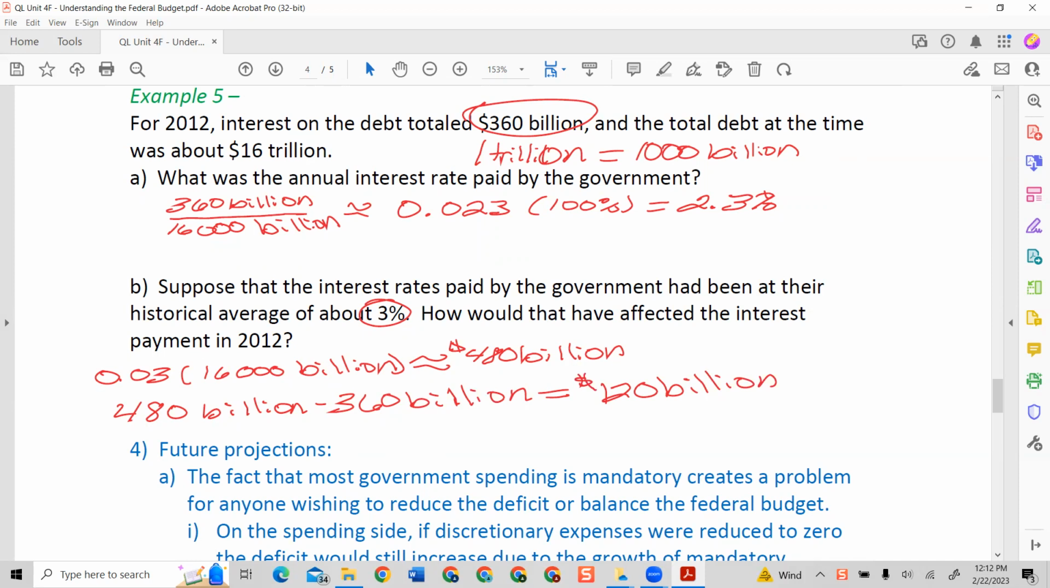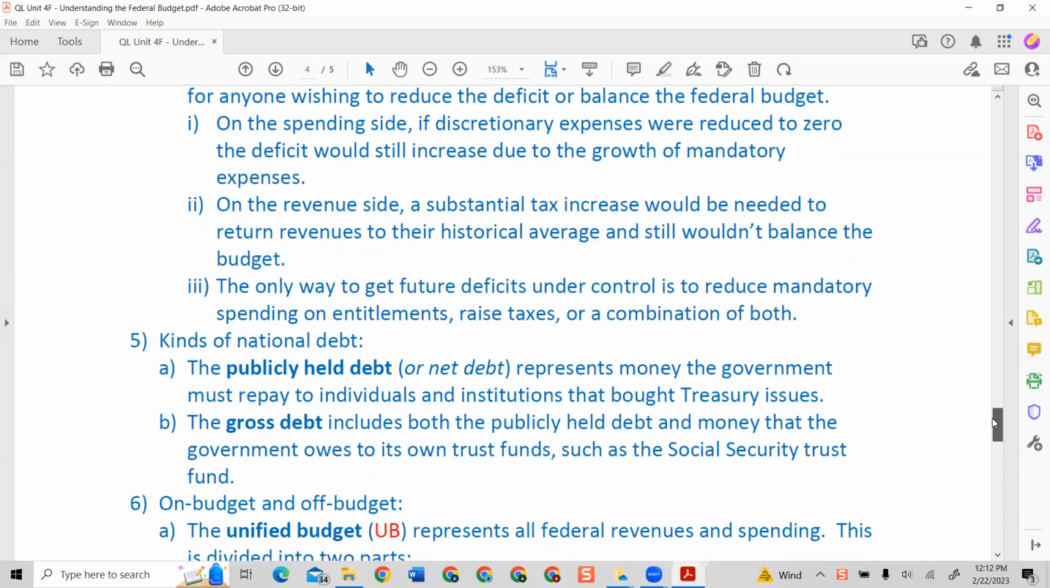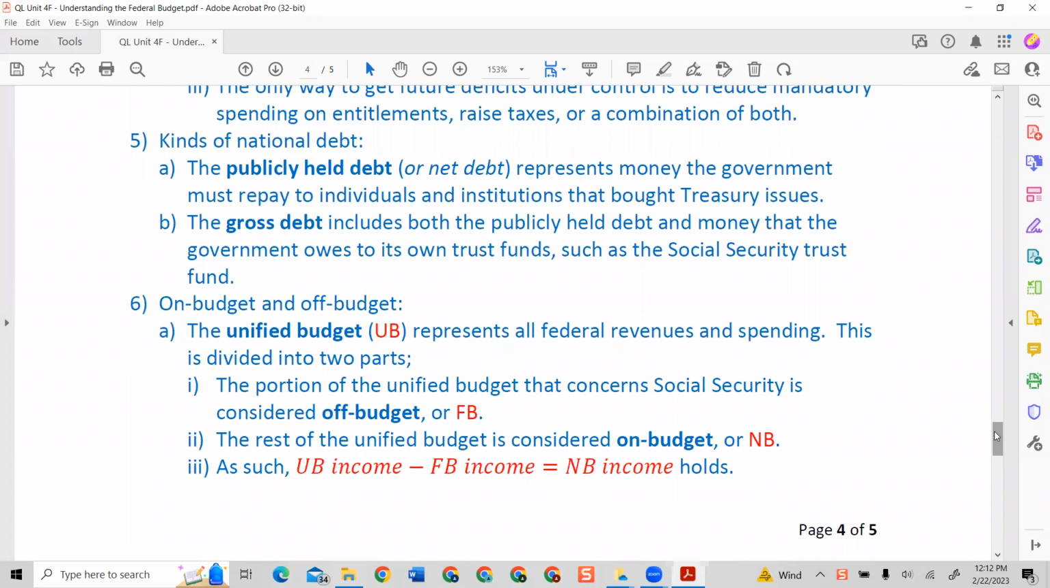So notice the interest payment of 360 billion was already more than double what the government spent on all education, training, and social services combined, and about 20 times what it spent on NASA. The extra 120 billion that would have been needed at a historical average interest rate would have made the budget picture far worse. So that was just some information. Take a minute to read this. Screenshot it. Read this. And now let's do the next example.